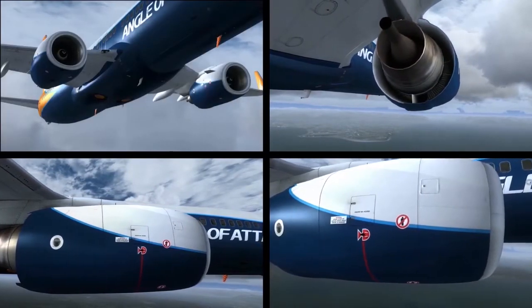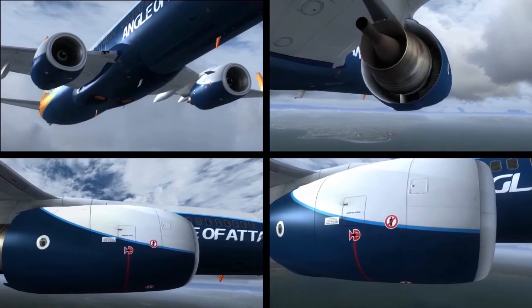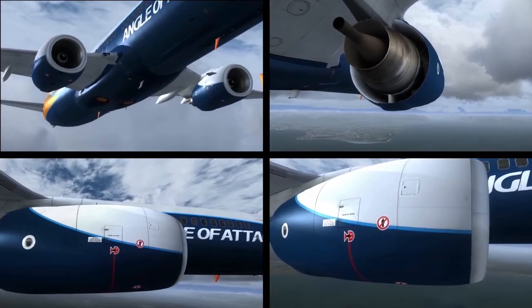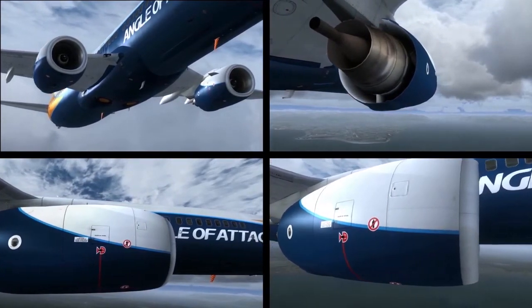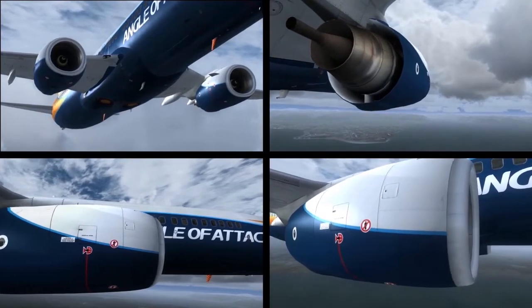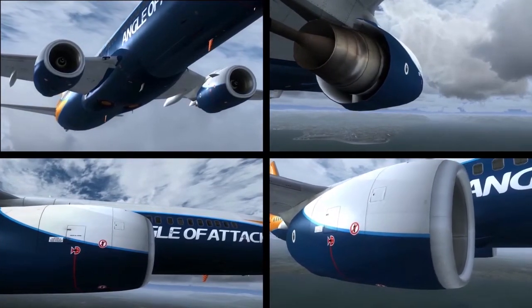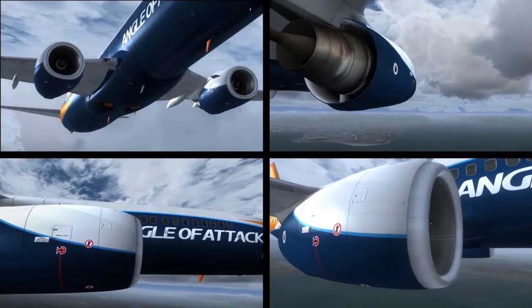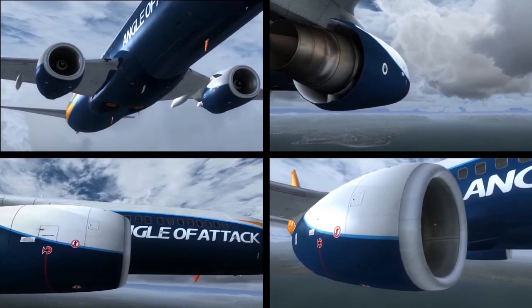AC transfer bus 1 powers the system B electric pump, and AC transfer bus 2 powers the system A electric pump. This crossing of the power sources to the 2 main hydraulic systems ensures that hydraulic pressure will be maintained with the loss of either engine or either AC transfer bus.